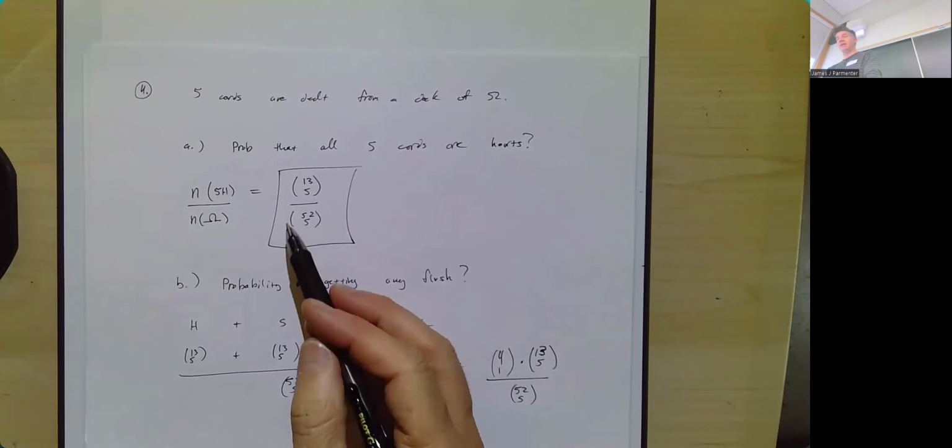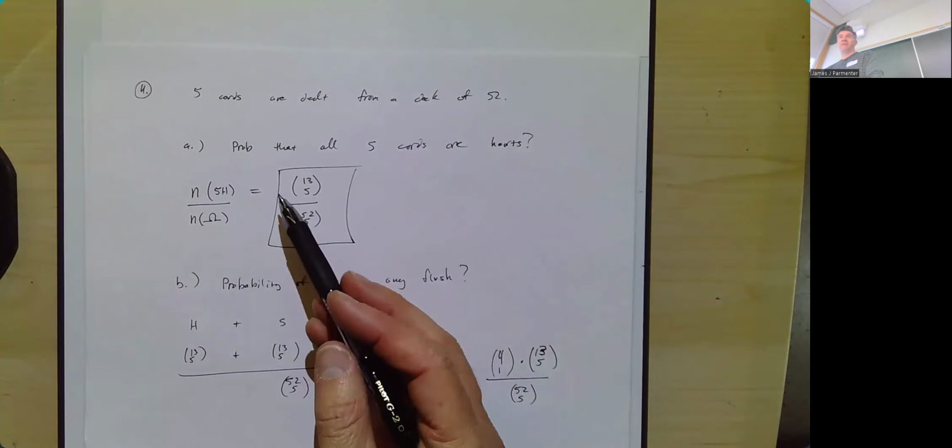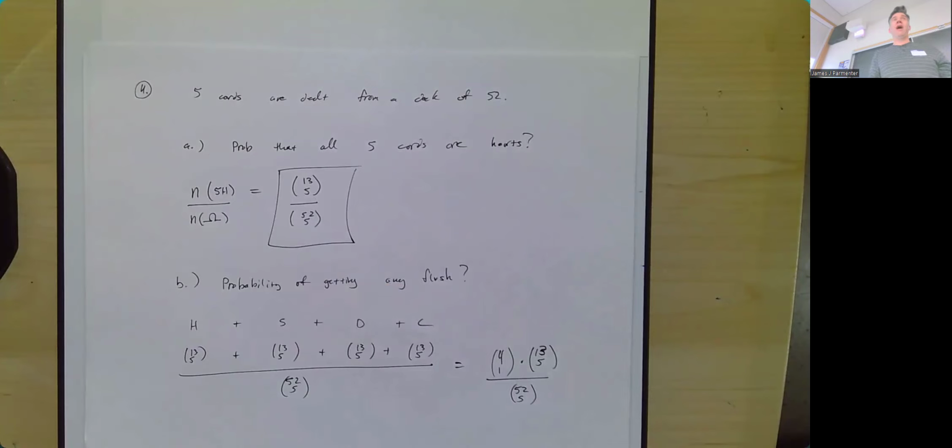So I took my previous answer and essentially multiplied it by 4, because for every way I can get a heart flush, I could also get a club flush in the exact same way, or a diamond flush in the exact same way, or a spade flush in the exact same way. But really the idea here is you're first choosing the suit, and then once you've chosen the suit, you're choosing 5 cards from that suit. Kind of cool.